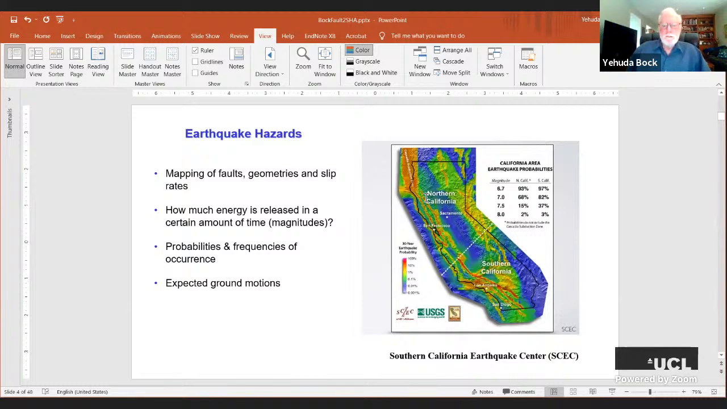Okay, as far as earthquake hazards, the basic information that we want to achieve are mapping of geologic faults, their geometries, and their slip rates. How much are they moving within the crust? How much energy is released in a certain amount of time, or with the magnitude that you can expect? What are the probabilities and the frequencies of occurrence? And from that, derive what are the expected ground motions. So I'm going to be discussing the mapping of the faults, geometries and slip rates, and show how we use GNSS in order to study, to determine these different processes and convert that into hazard assessment.